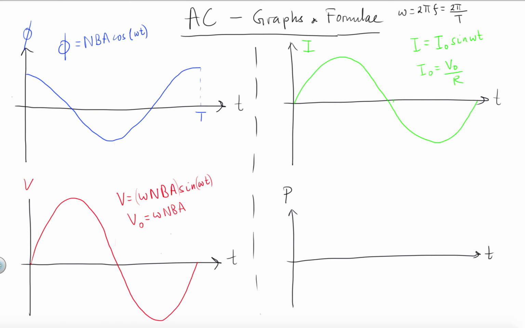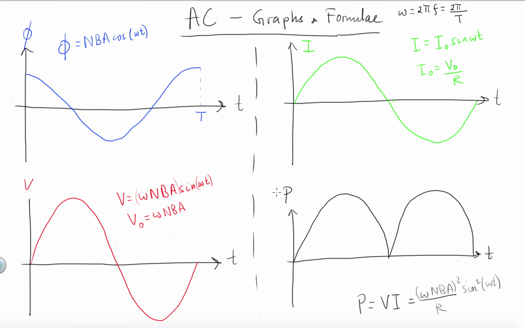However, the power versus time graph is slightly different, because power is the product of voltage and current. You have that the power can never become zero, because it's a square. It becomes the square of this function with this function. So you get that the power is omega NBA all squared divided by R times sine squared of omega t.